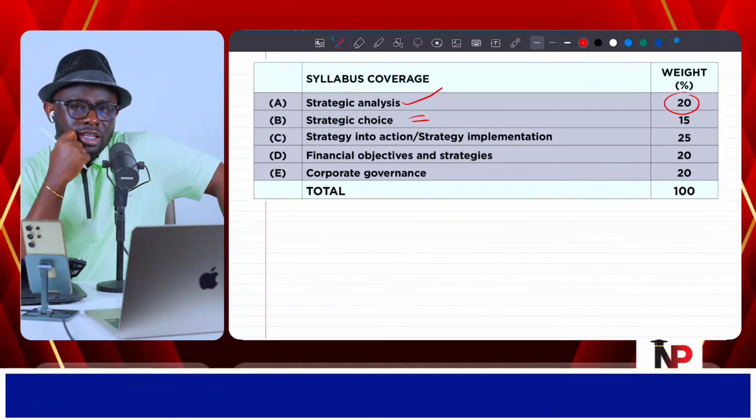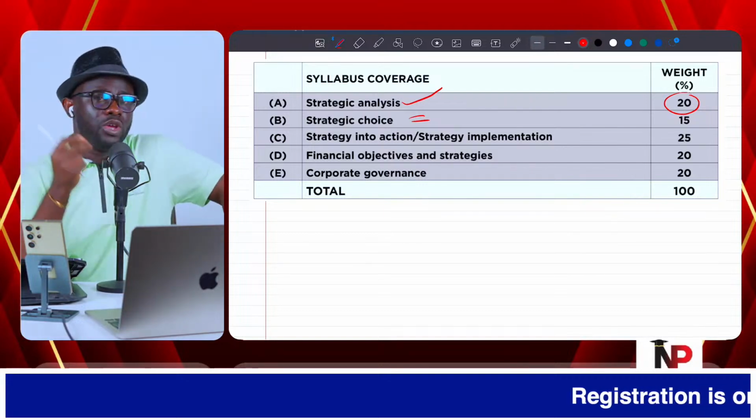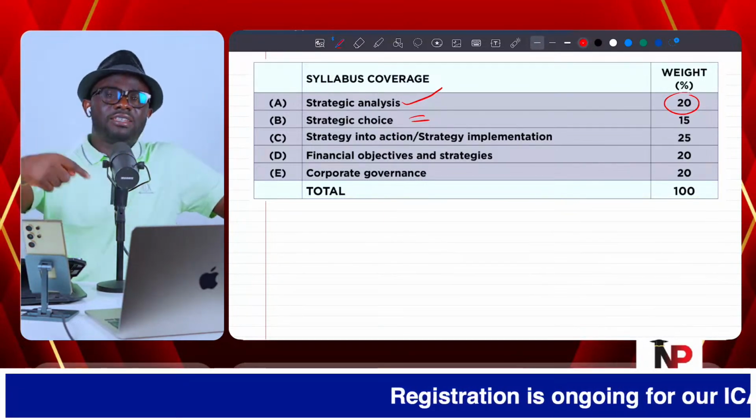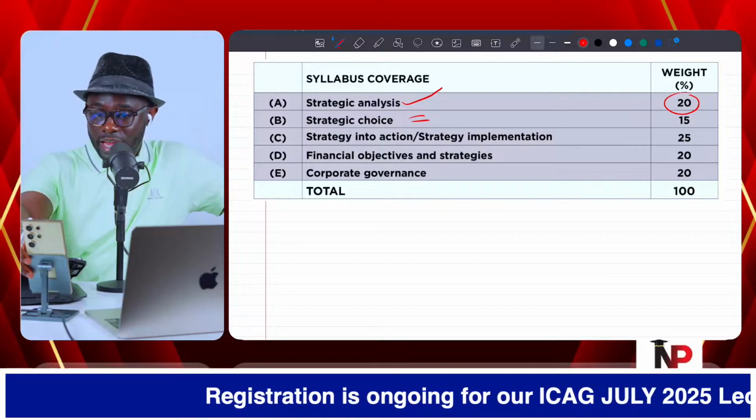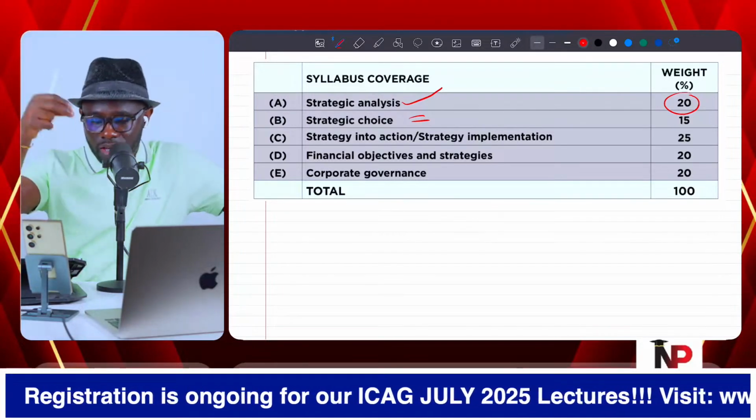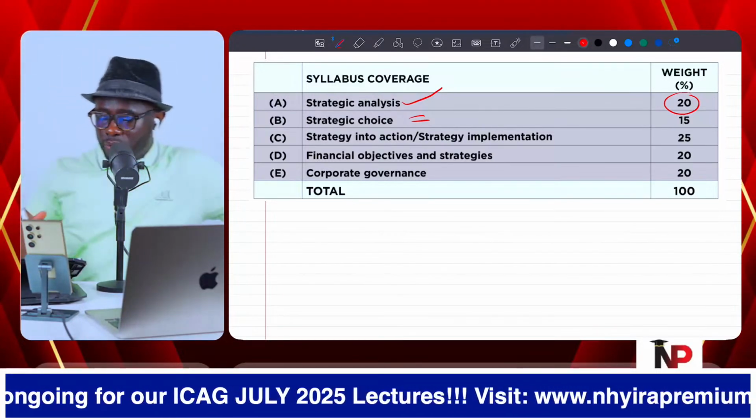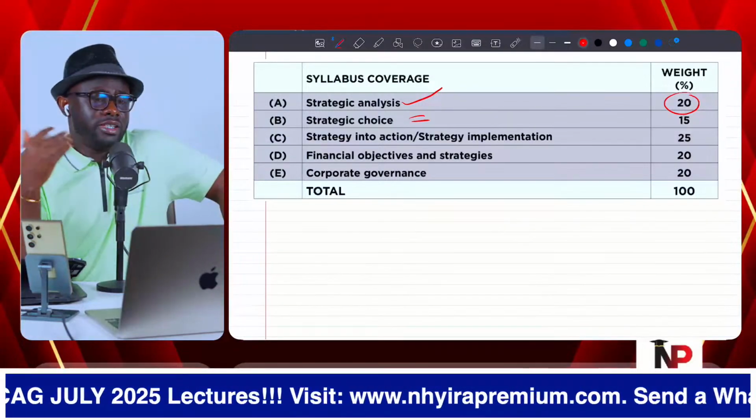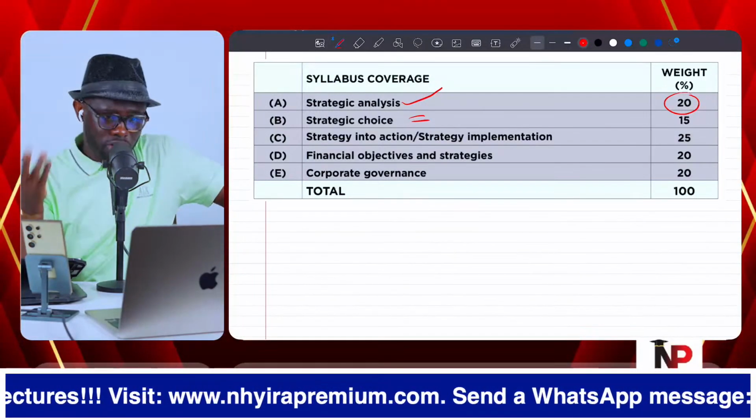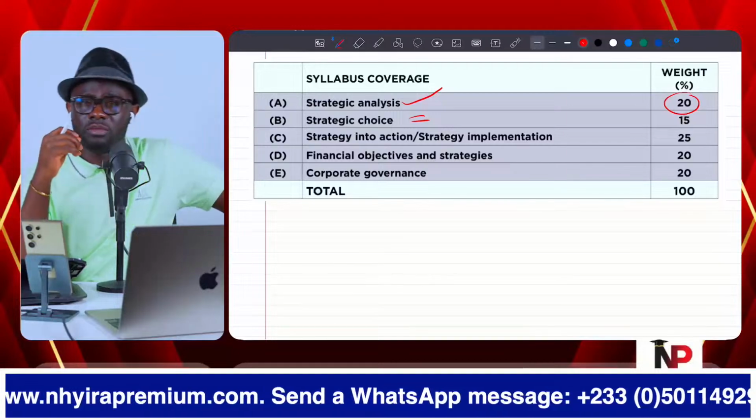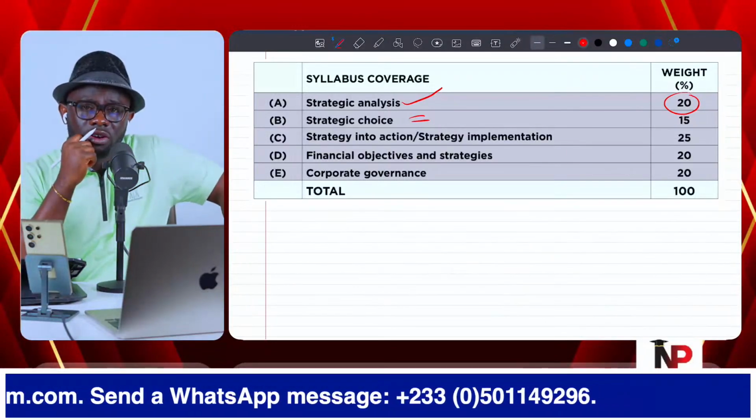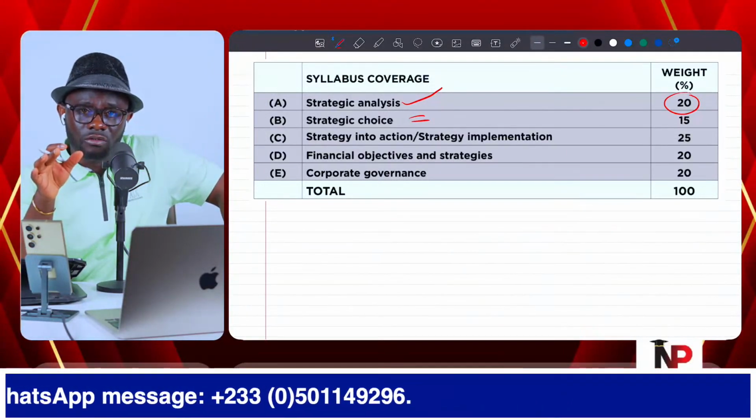Then strategy into action. Why? Because now we know what we are supposed to do. Let's implement the strategy. And that is where strategy into action comes in. And when we are implementing the strategy, it is important we talk about issues in relation to change management and the various change management theories that you have to be mindful of.